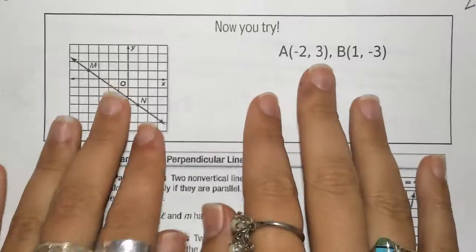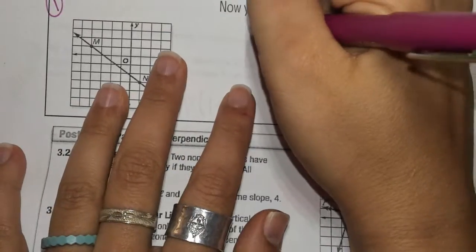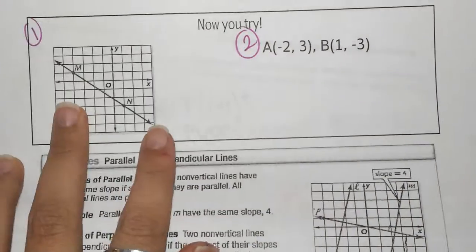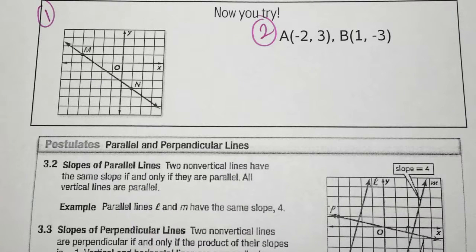What you can do, these are 2 separate problems. So I want you to identify the slope of this graph. We'll call this number 1. And then I want you to find the slope between these 2 points. Let's call this number 2. Do it super fast. Chop, chop. The faster you do this, the quicker we get to our homework and the less homework you have tonight.